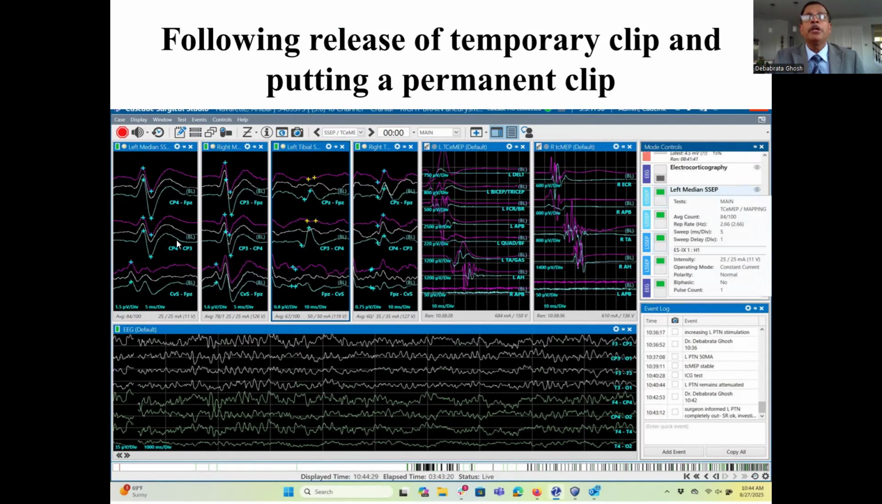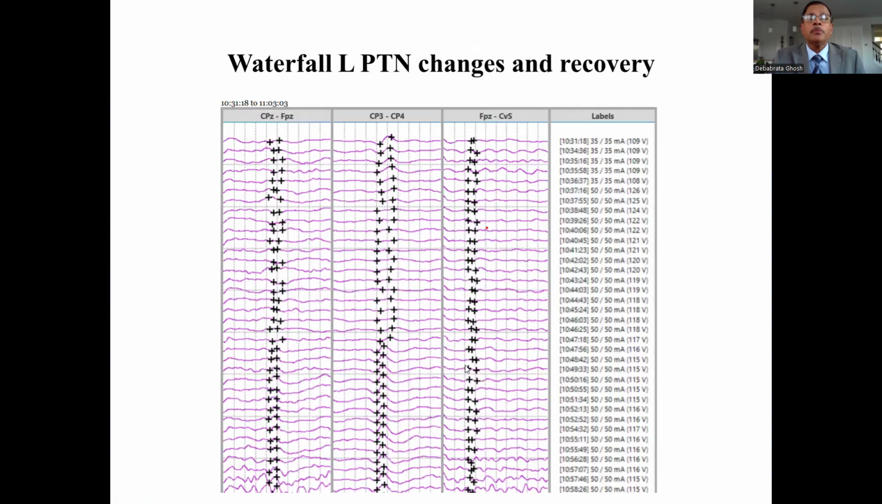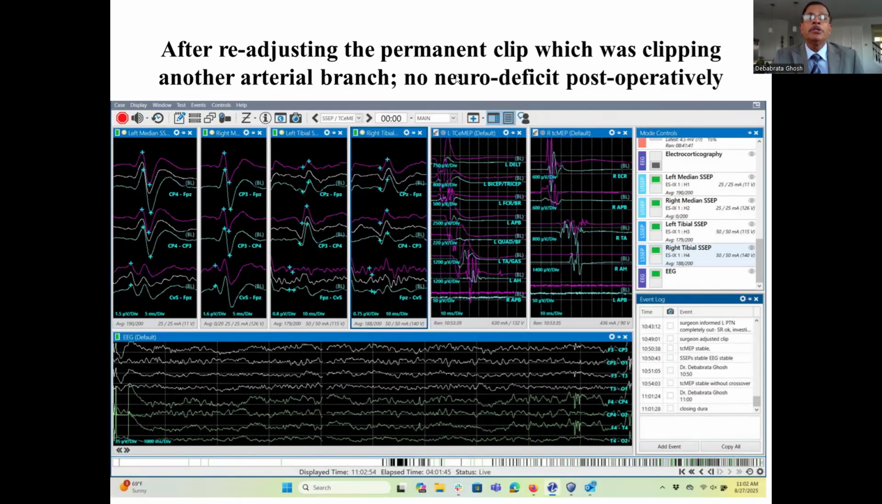But after putting a permanent clip, there is definitely attenuation to almost absence of the left tibial response. EEG normal, MEP stayed normal. This shows the PTN changes on the left side, this being baseline. There is a definitely progressive, rapid decline to a flat record. And again, after the surgeon removed the permanent clip and replaced it in a proper position, there is a recovery of the activity. It took about 10 minutes. So after the surgeon changed the permanent clip, that clip was apparently clipping another arterial branch.